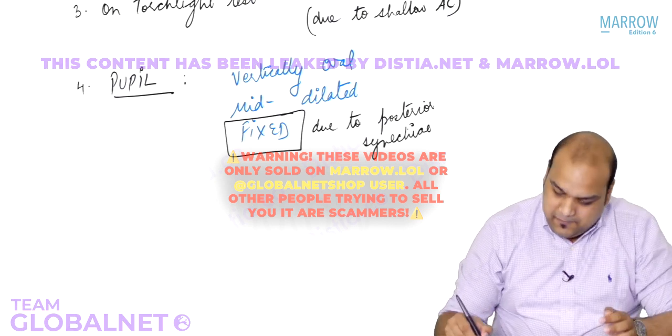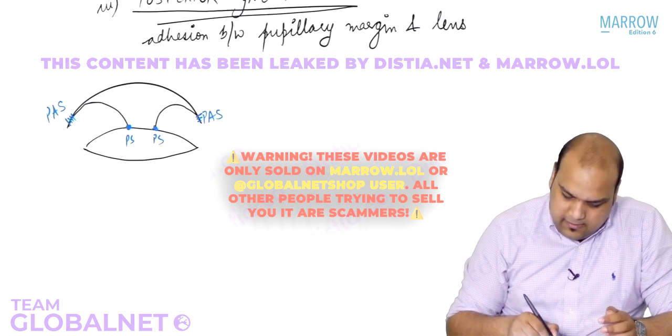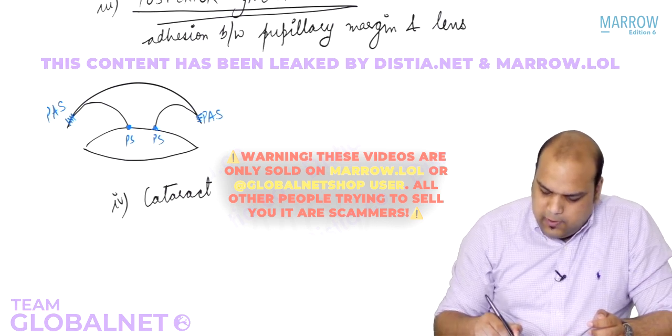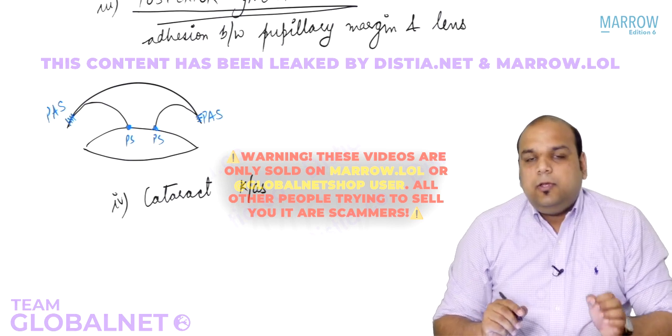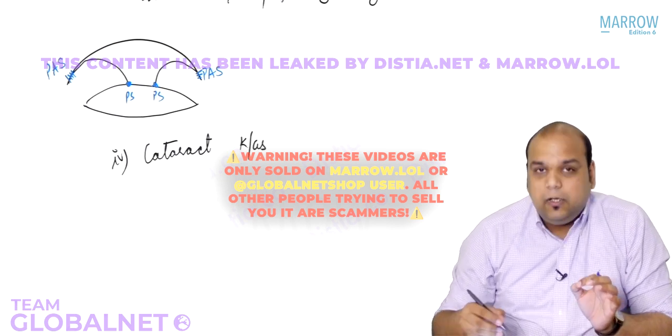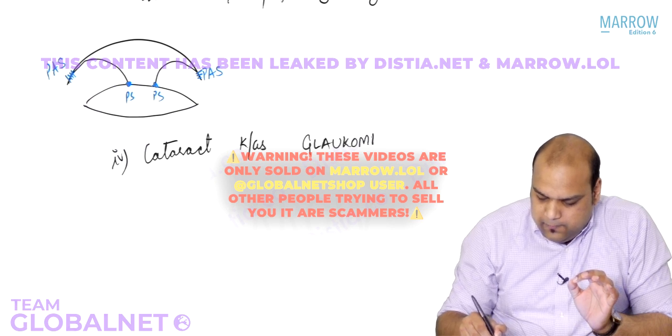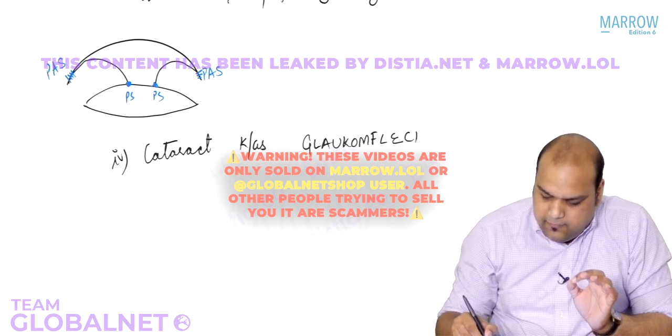Yes? Now, next sign, everybody. Number 4. On examination of slit lamp, you will also be able to see a cataract known as glaucoma flecken.